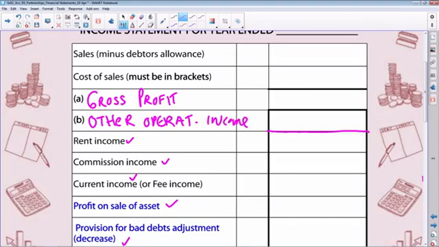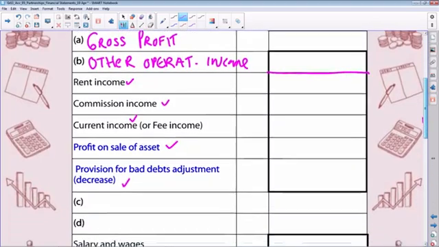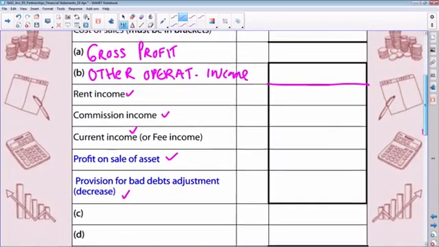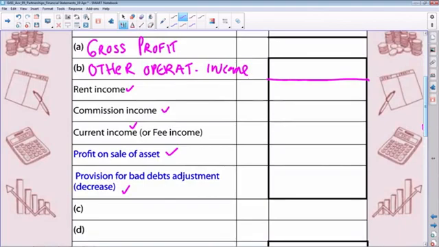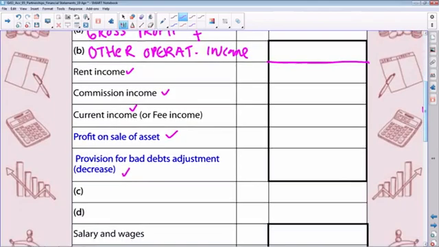Okay, right, let's go further down. Next bit of information that was missing is item C. And if we go back, your gross profit, which we filled in, plus other operating income gives us your gross operating income. You knew this already, I'm just filling it in.